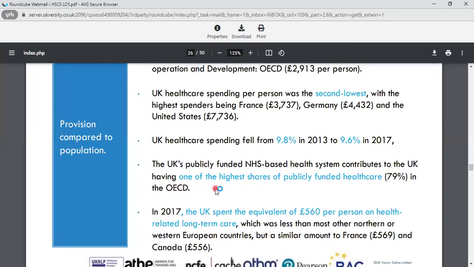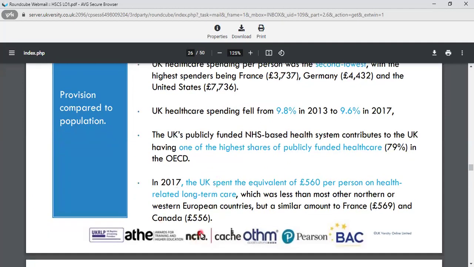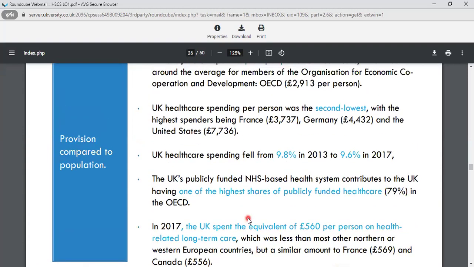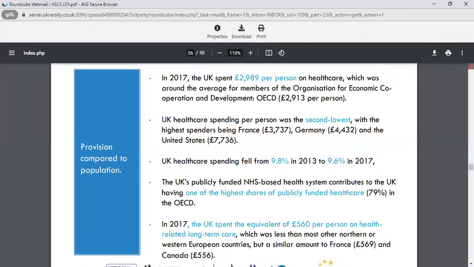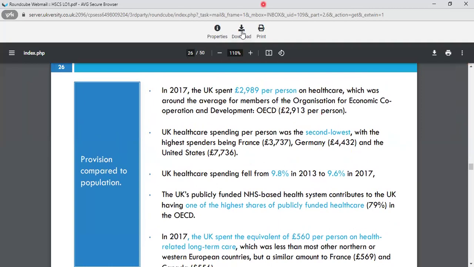The UK's publicly funded NHS-based health system contributes to the UK having one of the highest shares of publicly funded healthcare, 79% in the OECD. And in 2017, the UK spent the equivalent of 560 per person on health-related long-term care, which was less than most other Northern or Western European countries, but a similar amount to France and Canada. I just want you to have a look at this slide, and we will have a thorough discussion on it tomorrow, and I'll ask questions based on this.